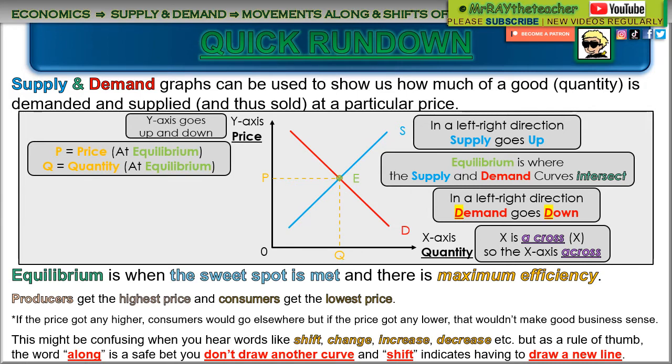You can sell at different price points or supply at different price points, but that wouldn't be equilibrium.